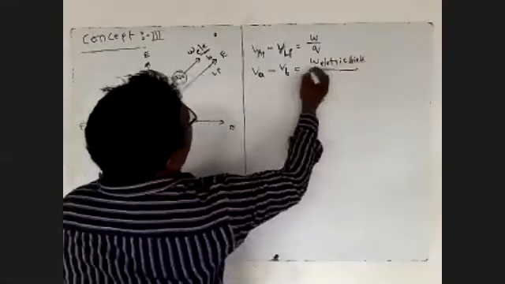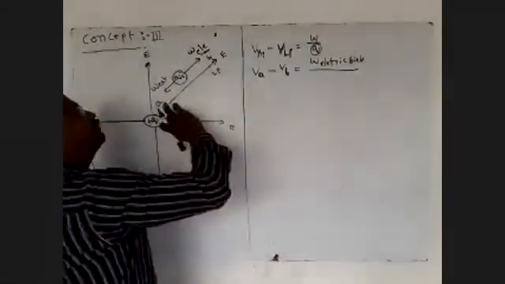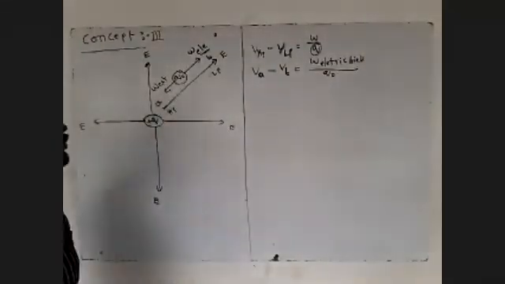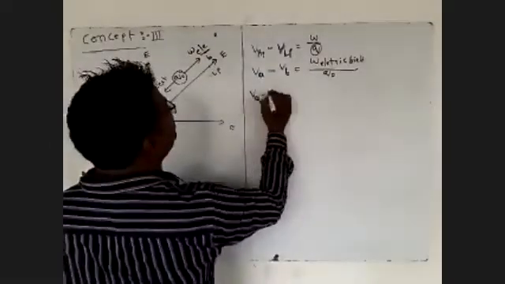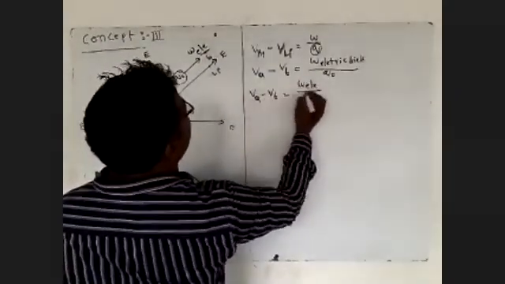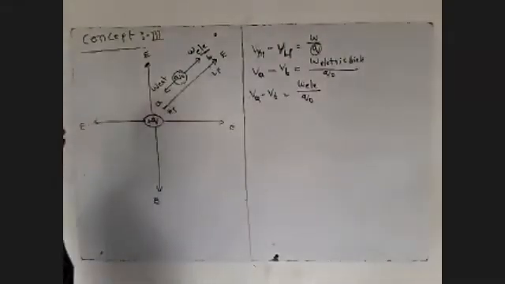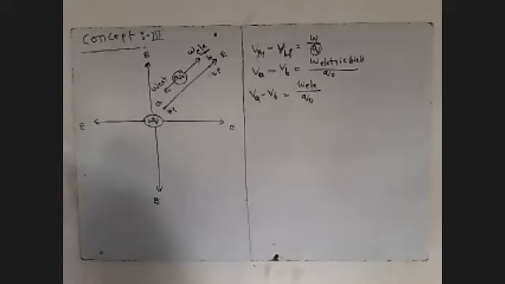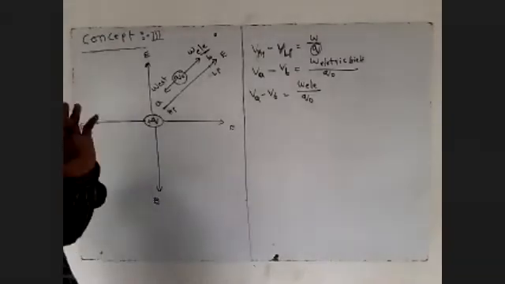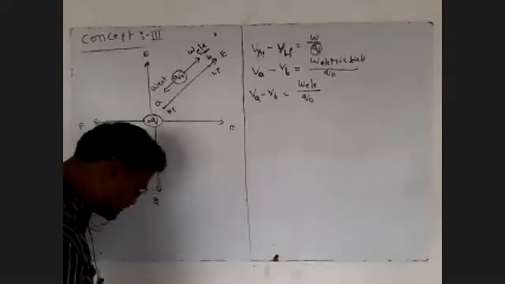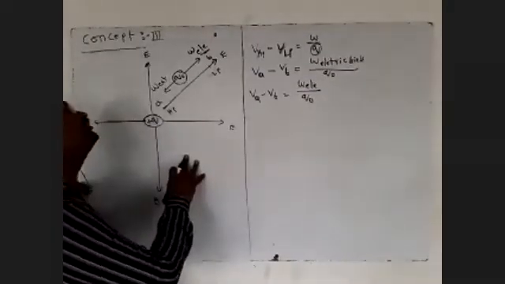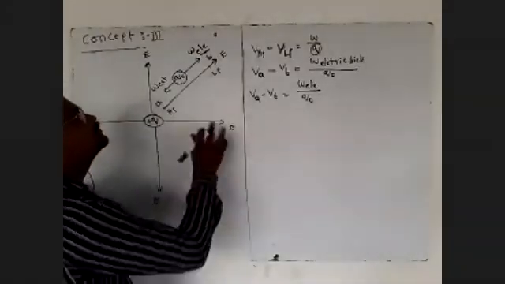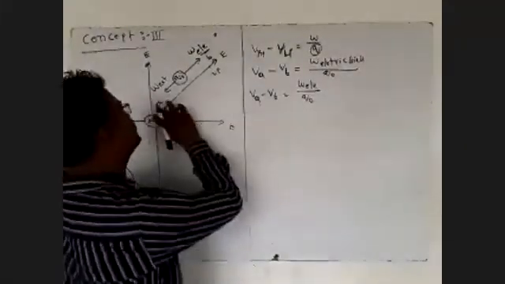What charge is moving from one place to another? Q naught, a test charge, is moving from one place to another. So VA minus VB is equal to the work done by the electric field divided by Q naught. Next point: the test charge is moving from the high potential.